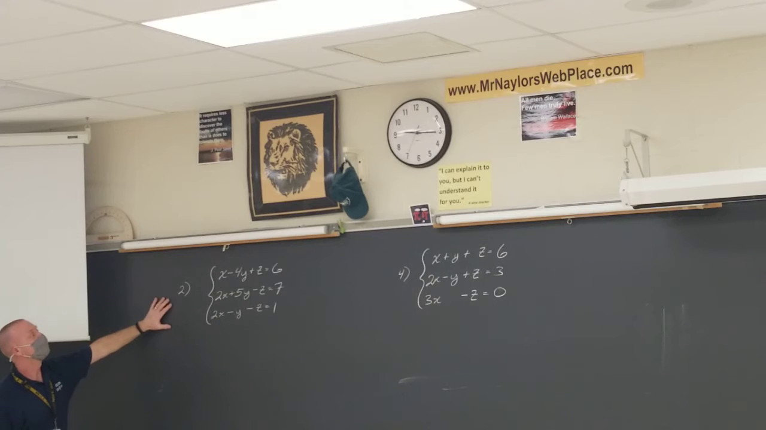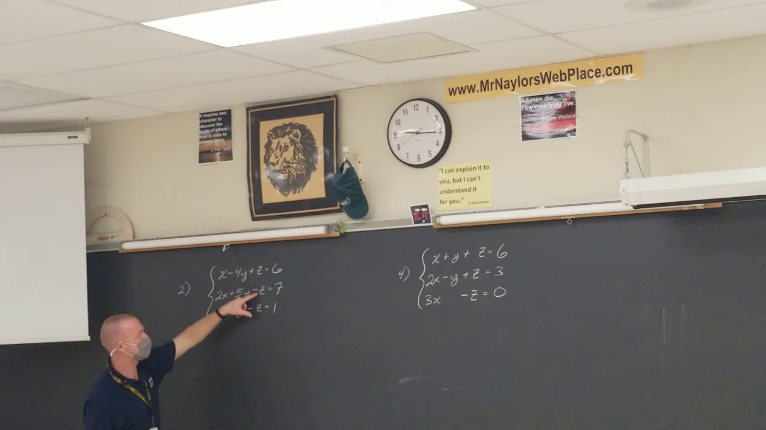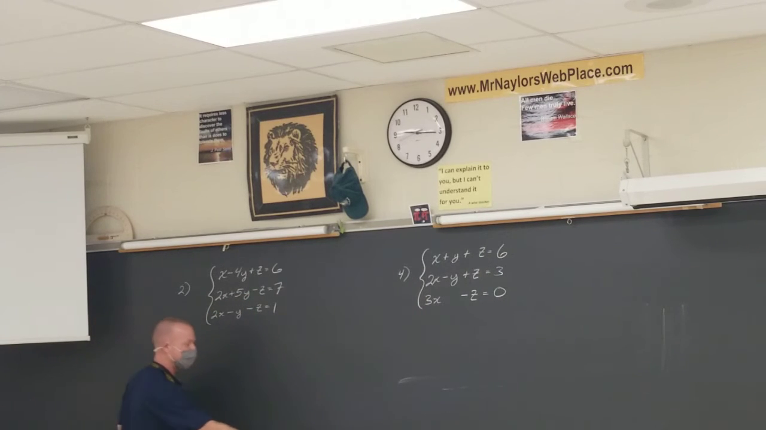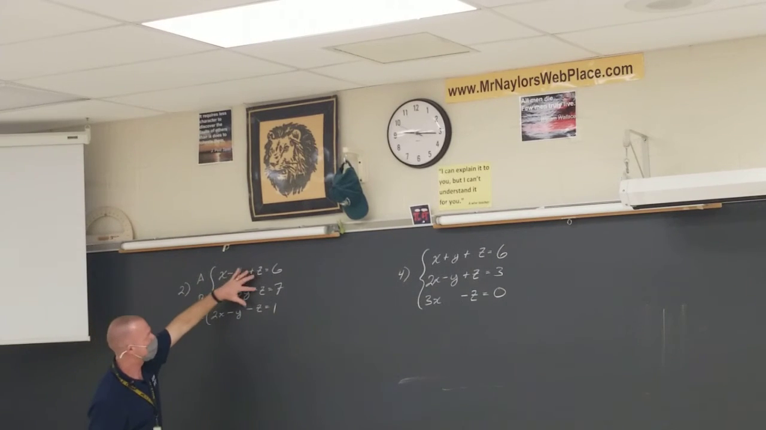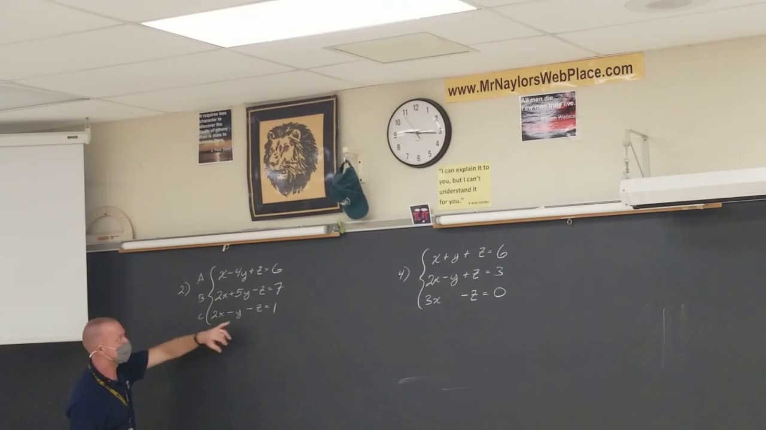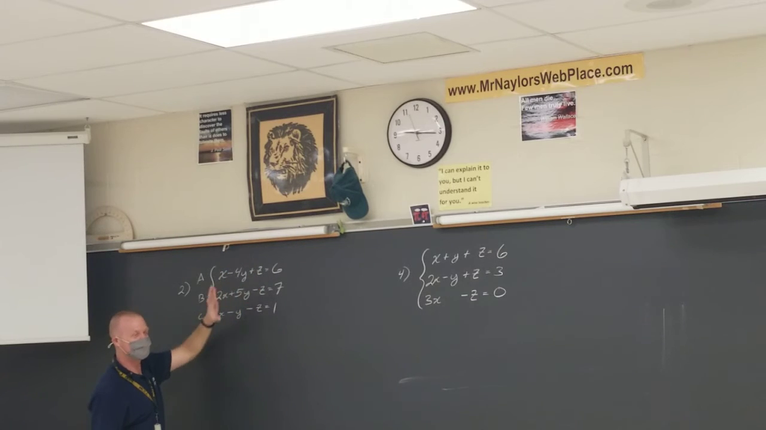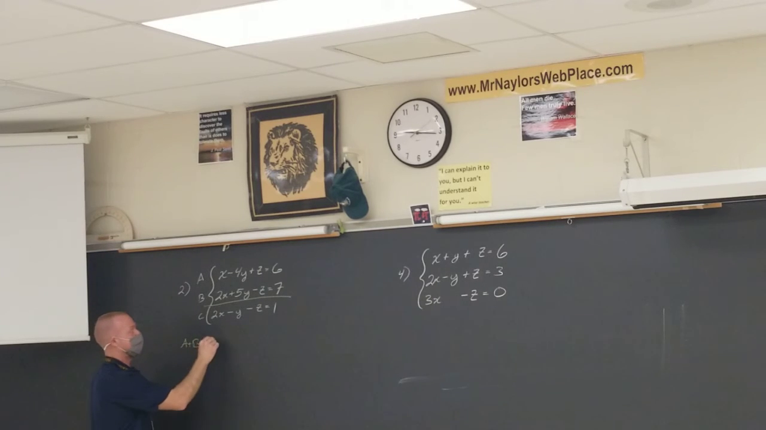Now, number two, there's some things that should jump out to a student, particularly looking at the z's in equations A and B. I don't know if you like my little A, B, C thing. Equations A and B, the z's are opposites. In fact, equations A and C, the z's are opposites. That should catch your attention, and I noticed it caught most of your attention, because it's normally what kids will do with this. They will add A and B and take advantage of the z's canceling out.